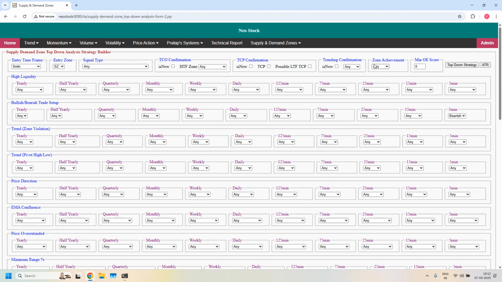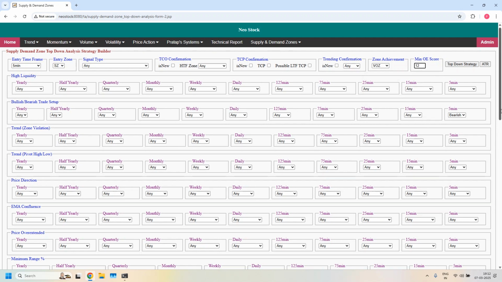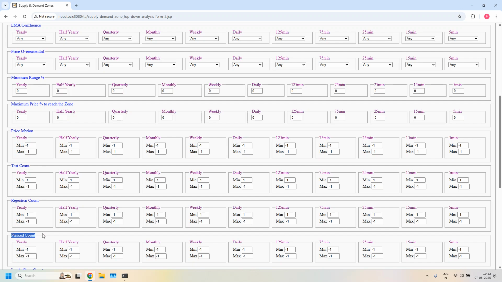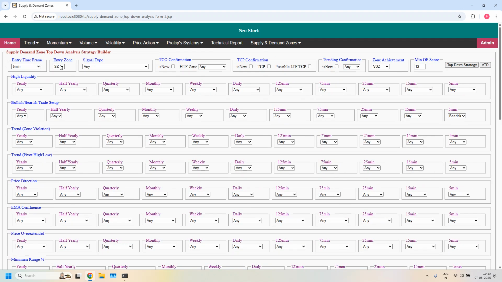First filter is zone achievement. Should always be violated opposing zone. Minimum odd enhancer should always be a minimum 12. And third filter, 5 minutes supply zone should not be pierced. So in the pierced count, at 5 minutes time frame, I am setting minimum value 0, maximum value 0. That means pierced count should be 0. Pierced count 0 means the 5 minutes supply zone is not pierced, because we are applying that to 5 minutes supply zone.